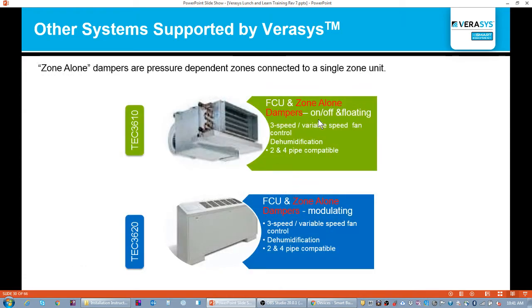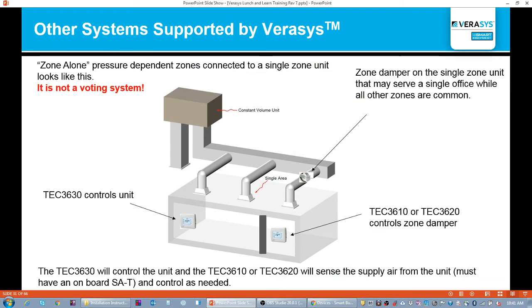Again, we would use these styles of fan coil units, and they'd be on, off, or floating, or modulating. I tend to always use the modulating and a modulating actuator there. That's typically what I'll use.